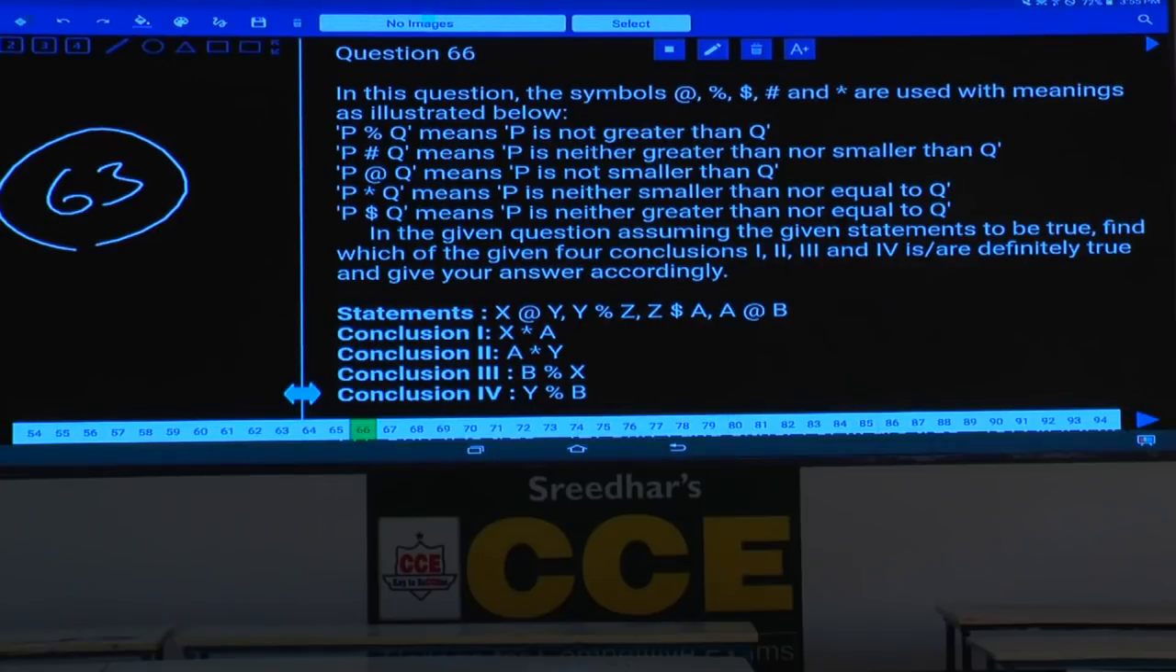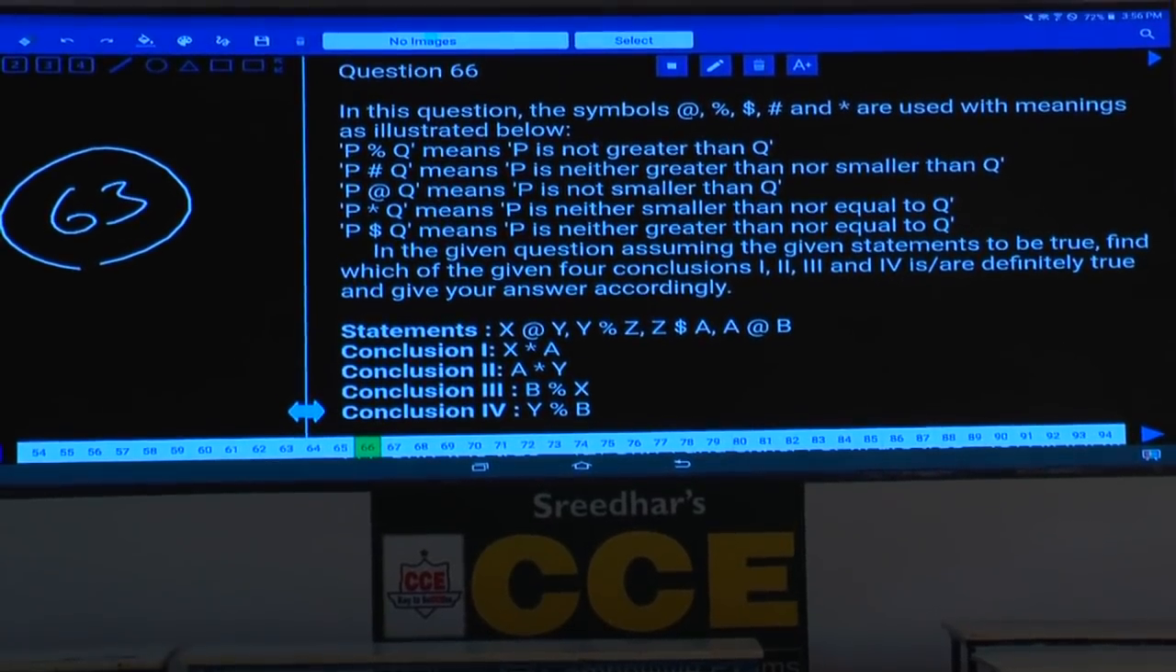Paper number 63, question number 66 to 70. Now in these questions, number 66 to 70, the questions are based on inequalities, coded inequalities. Then what are the symbols given here?